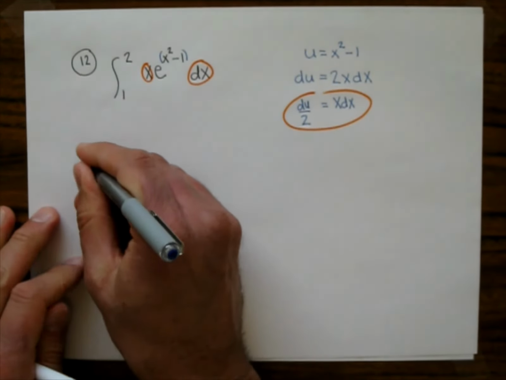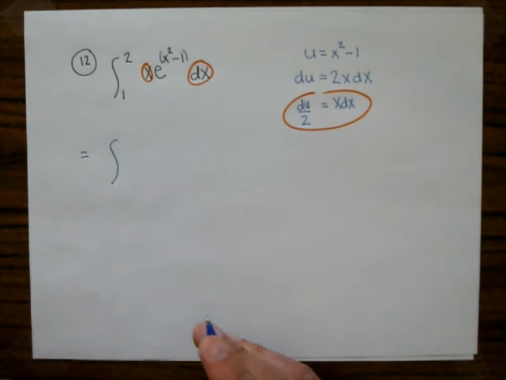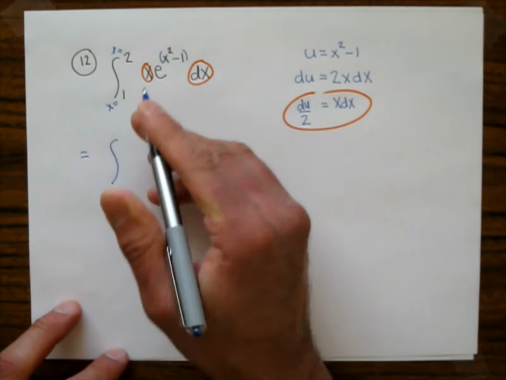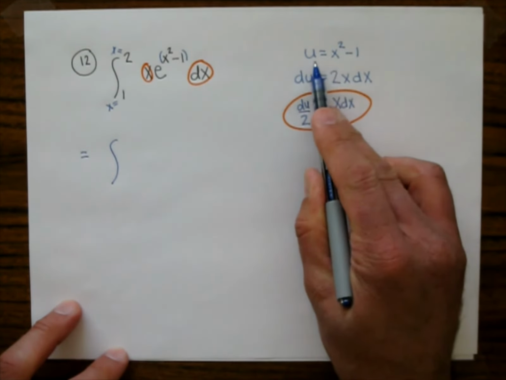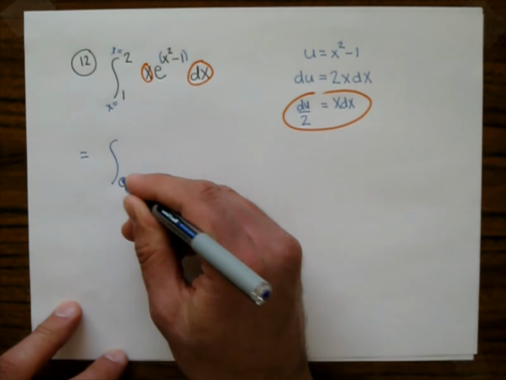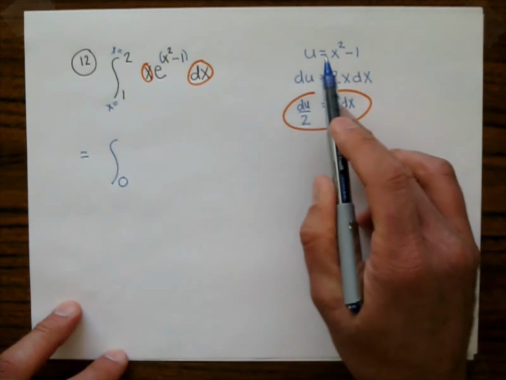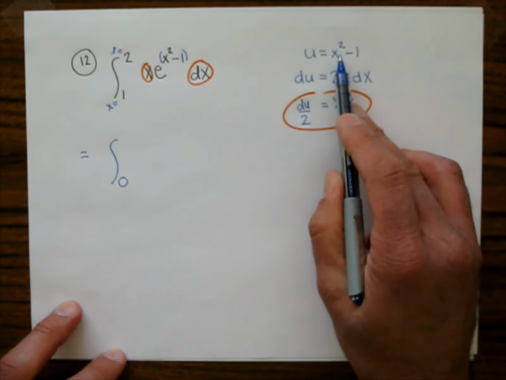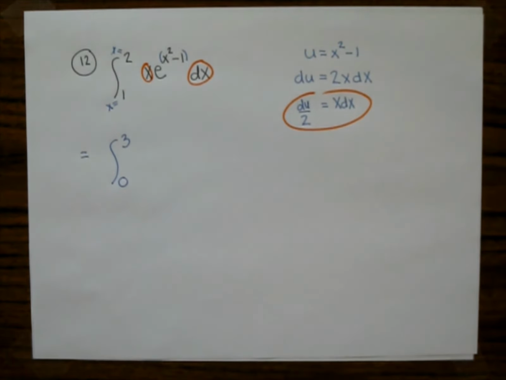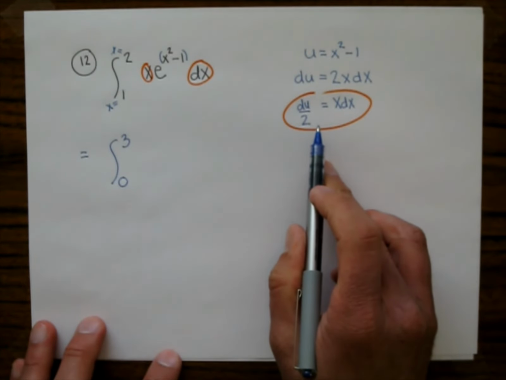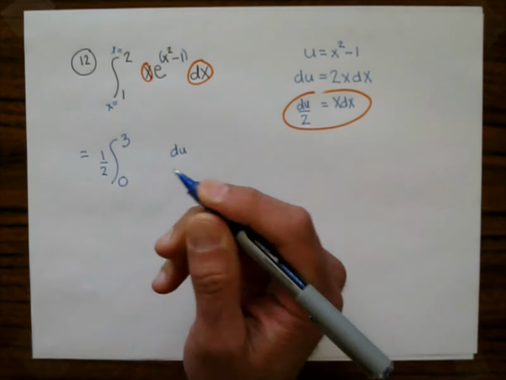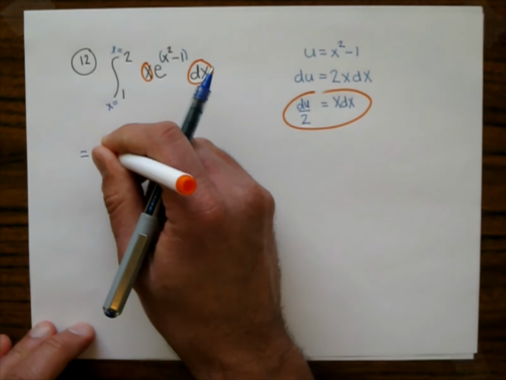Let's go ahead and do this problem here. This is x equals 1, and this is x equals 2 here. So when x is 1, u is going to be 1 squared minus 1. That u is going to be 0. And when x is 2, you have 2 squared, which is 4. 4 minus 1 is 3. Okay, then we have the orange part becoming a du over 2. So that's what the orange part became.